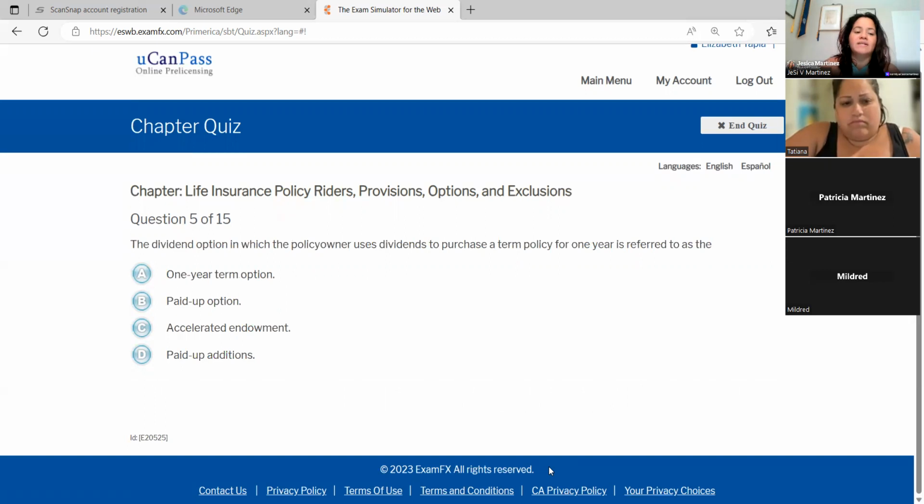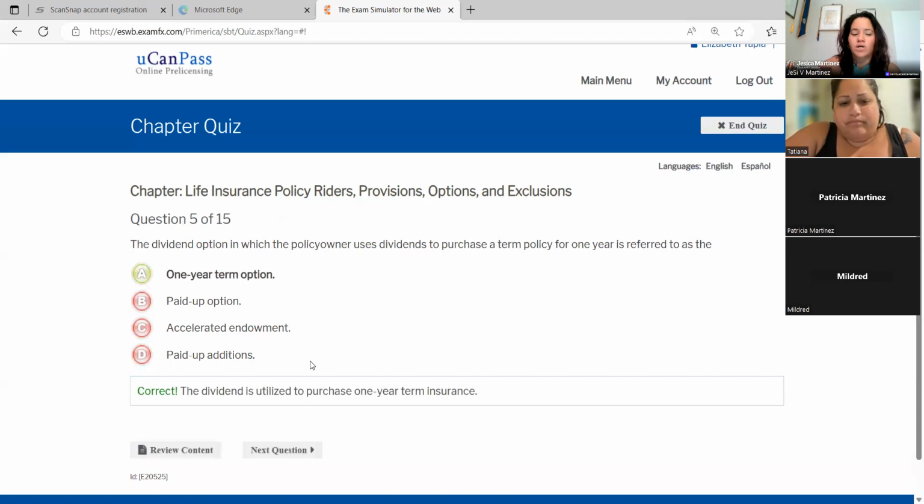Question 5. The dividend option in which the policy owner uses dividends to purchase a term policy for 1 year is referred to as A, 1-year term option, B, paid up option, C, accelerated endowment, D, paid up additions. Ellie says A. Good job.